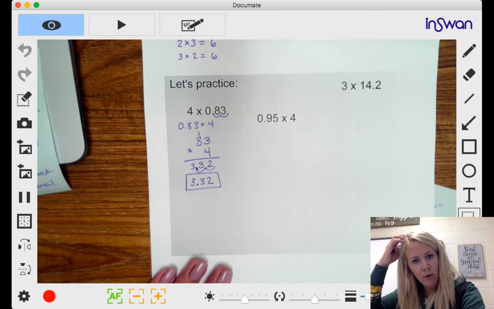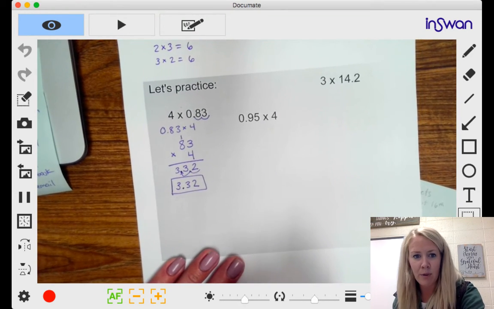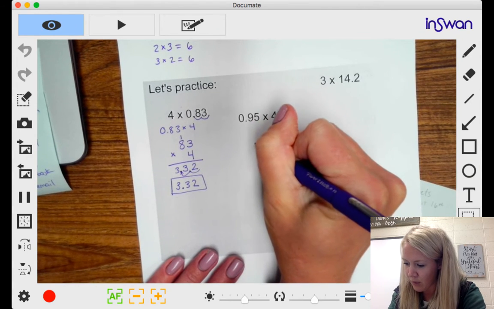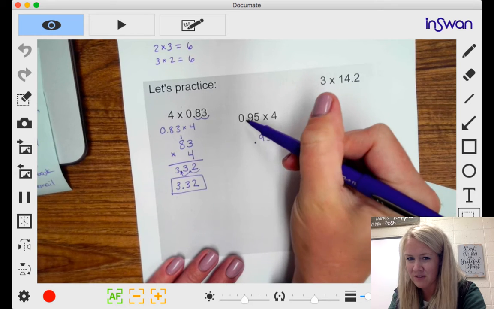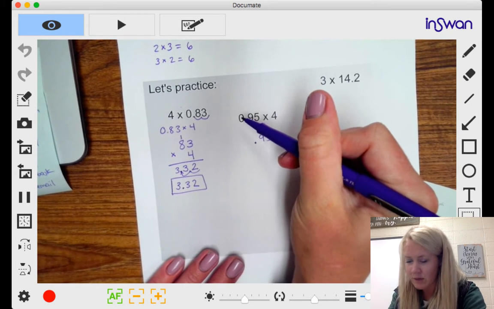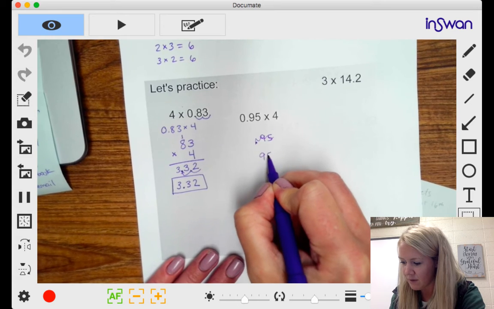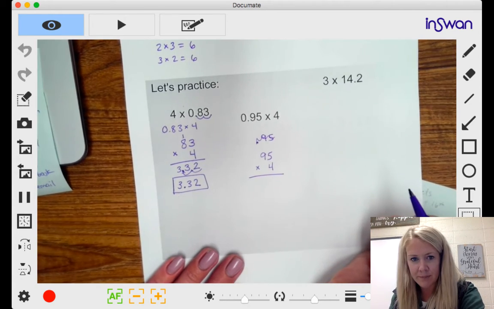All right, I'm going to do one more. I hope you just watch this one, and then the next one you could try by pausing. So if I do this one, remember order doesn't matter, but I'm going to put that 0.95 on top. Realize I dropped the 0. We could have it, but I don't need it. And I actually did this wrong. I'm not going to put 0.95. I'm going to put 95. And I'm going to put 4 below it, and we're going to multiply.